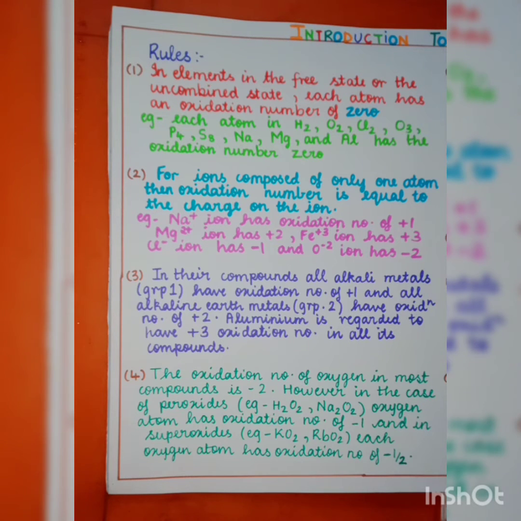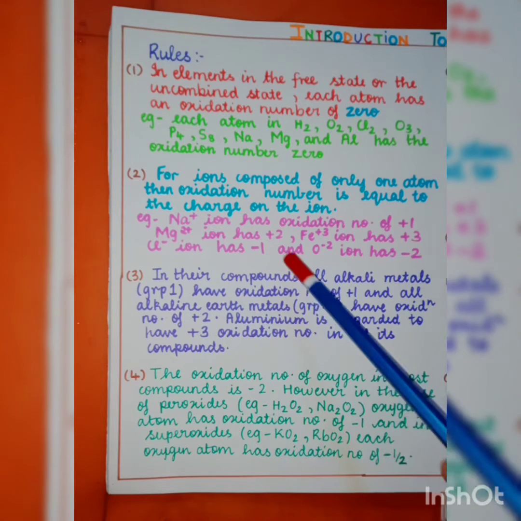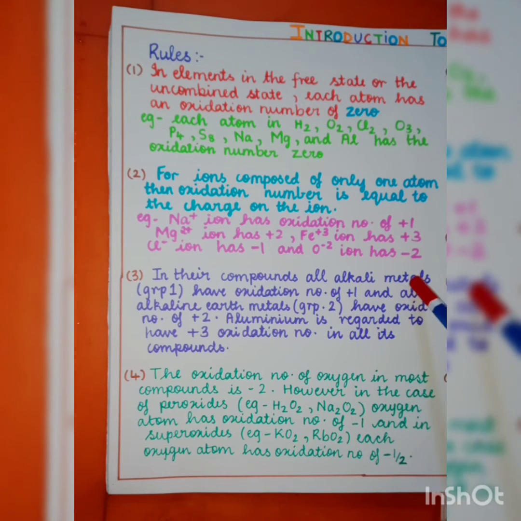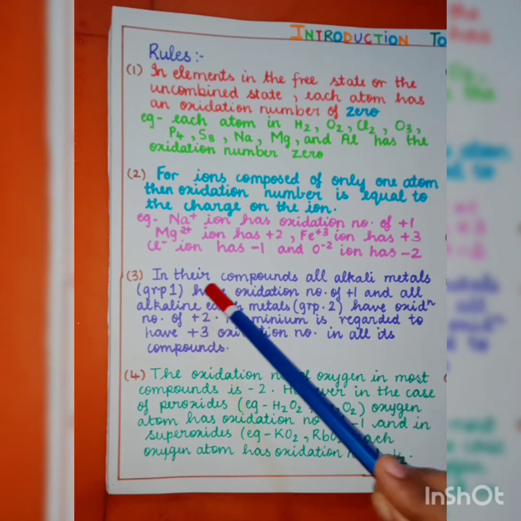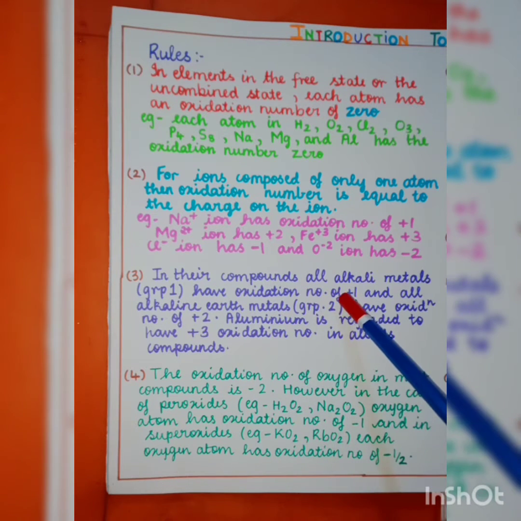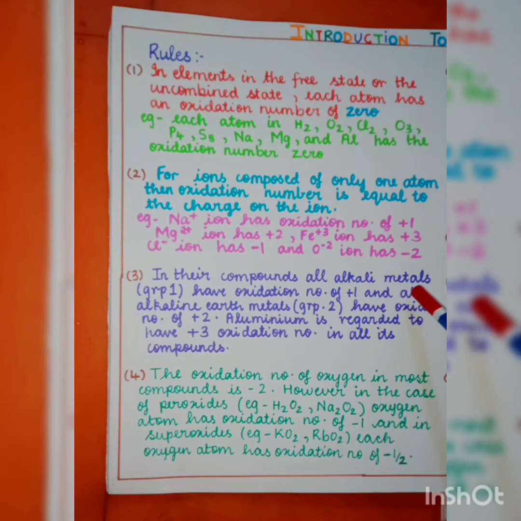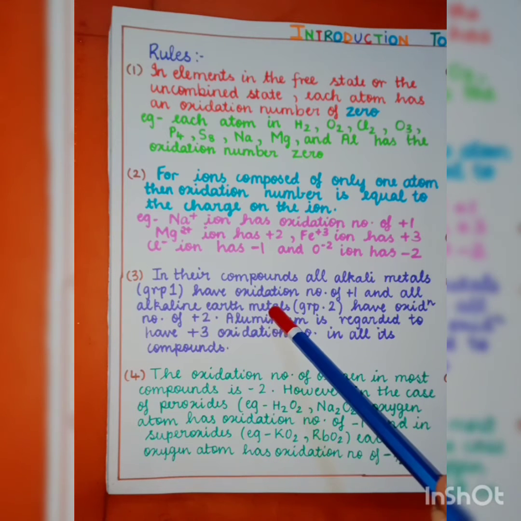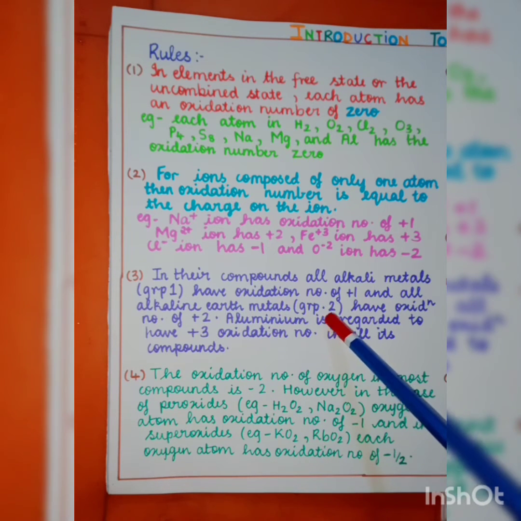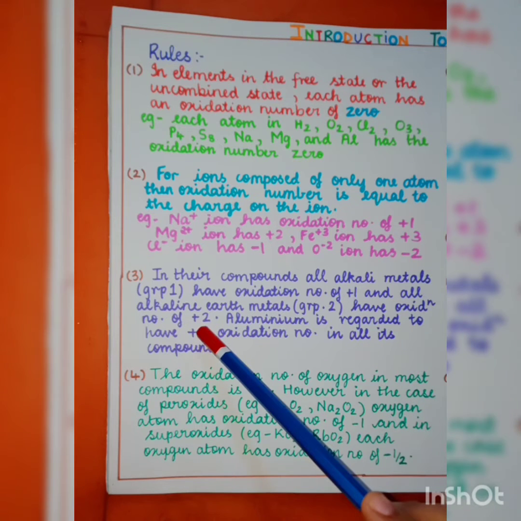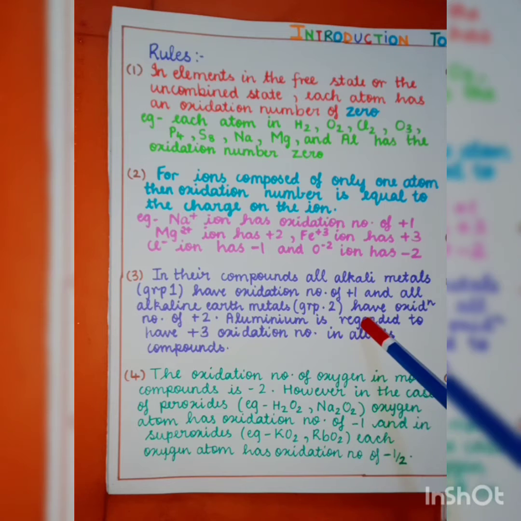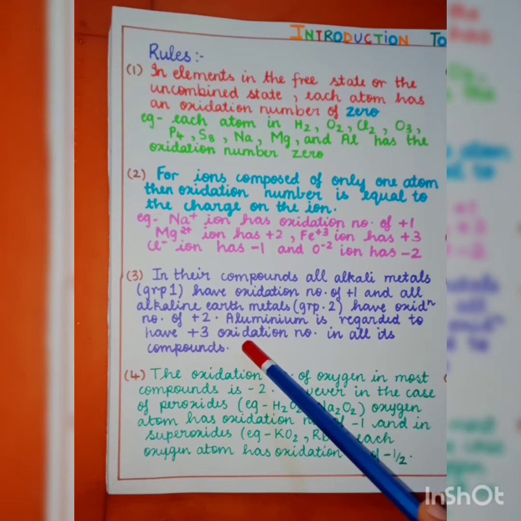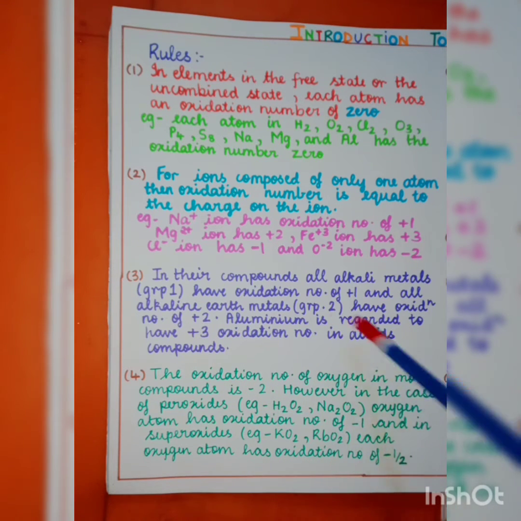So I will now move on to rule number 3. And rule number 3 is, in their compounds, all alkali metals, that is all group 1 elements, have an oxidation number of plus 1, and all alkaline earth metals, that is group number 2 elements, have an oxidation number of plus 2. Similarly, aluminium is regarded to have plus 3 oxidation number in all its compounds.